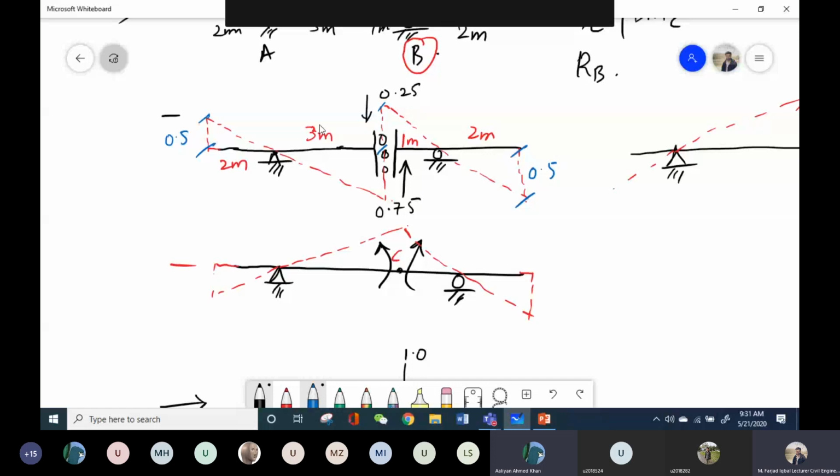Yes sir. So now let's move on to this bending moment ILD. This distance is 1 meter, this distance is 3 meter, and this distance is 2 meter, this distance is 2 meter. So what will be the value at this end?